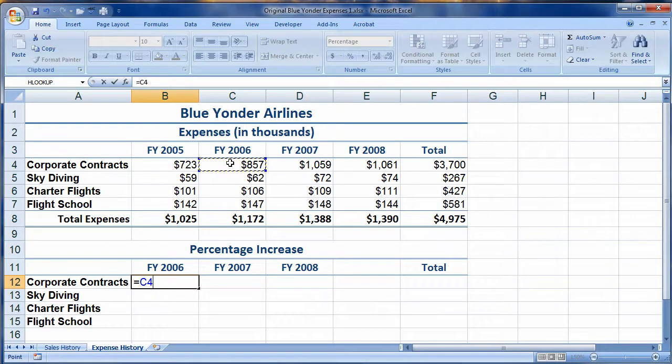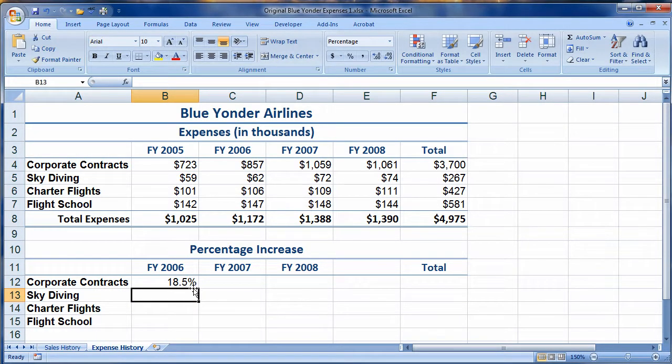We're going to take the current or the new expense minus the old, and then divide it by the old. Or as that website showed, the new price minus the original price divided by the original price. So my formula should be C4 minus B4 divided by B4. And then, of course, to make sure that the order of operations are done correctly, I put parentheses around the subtraction so it's done first, and I get a value.